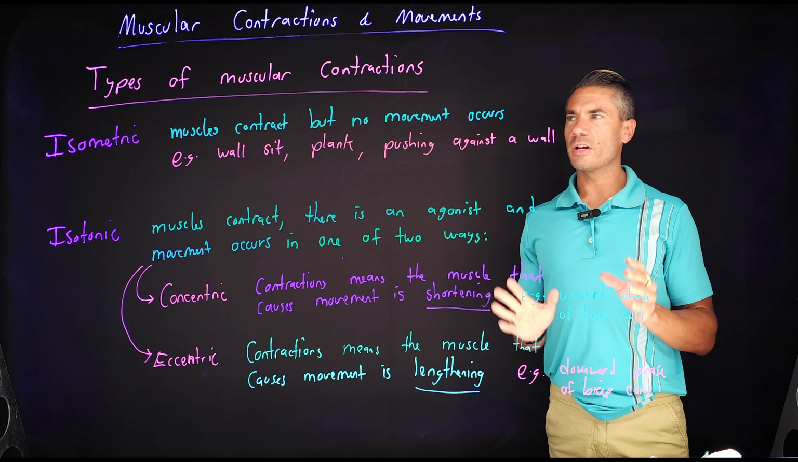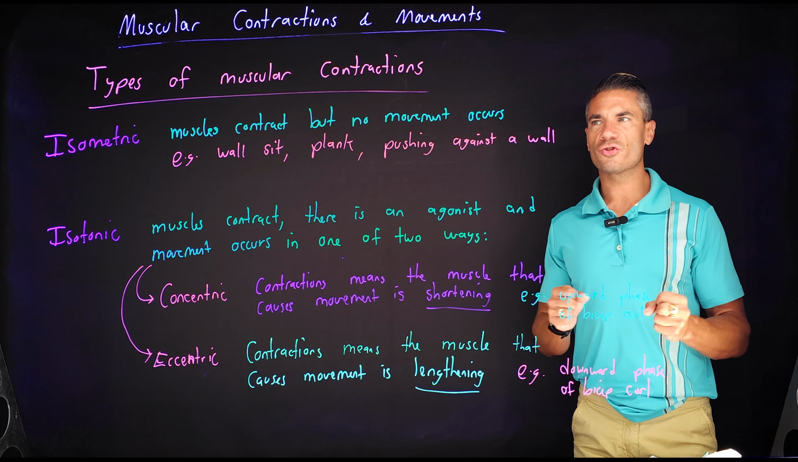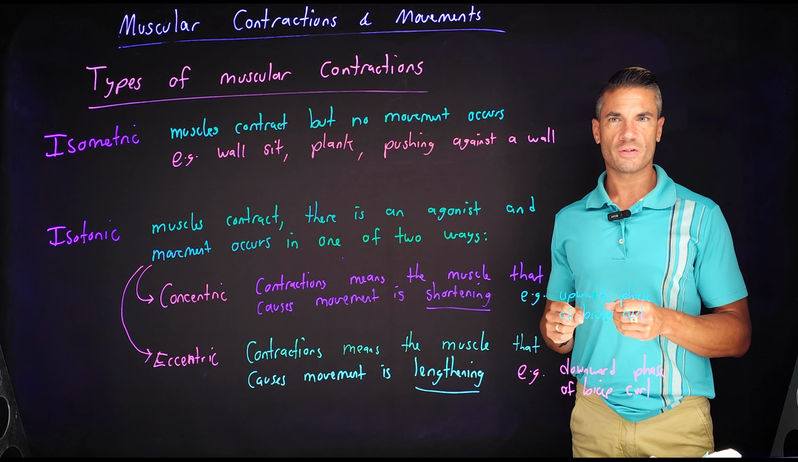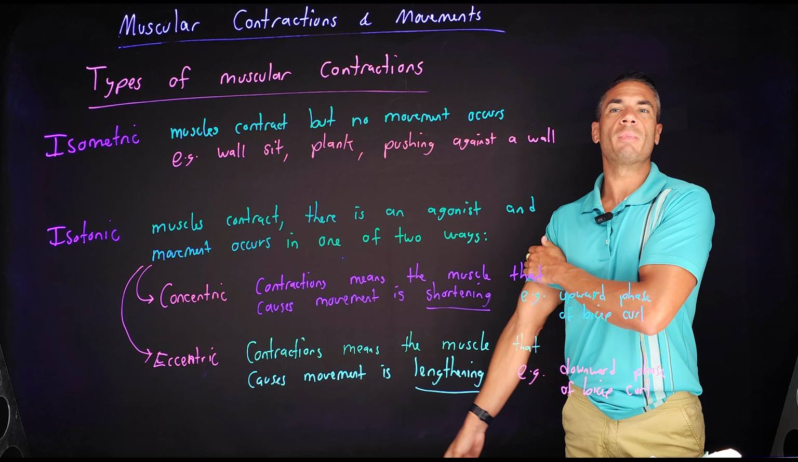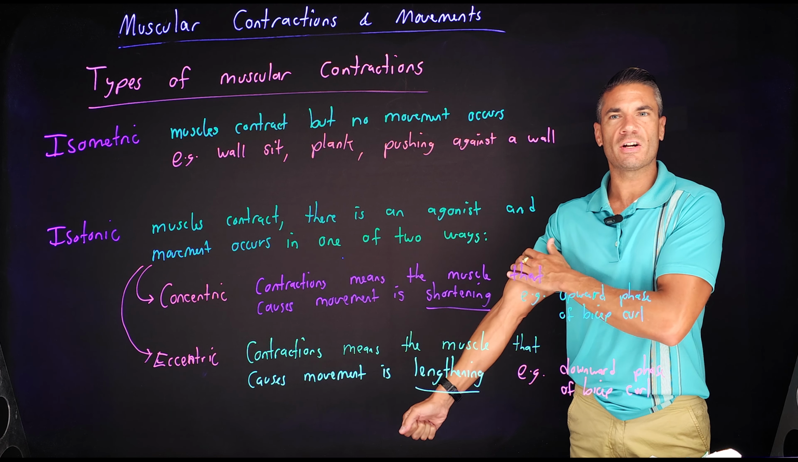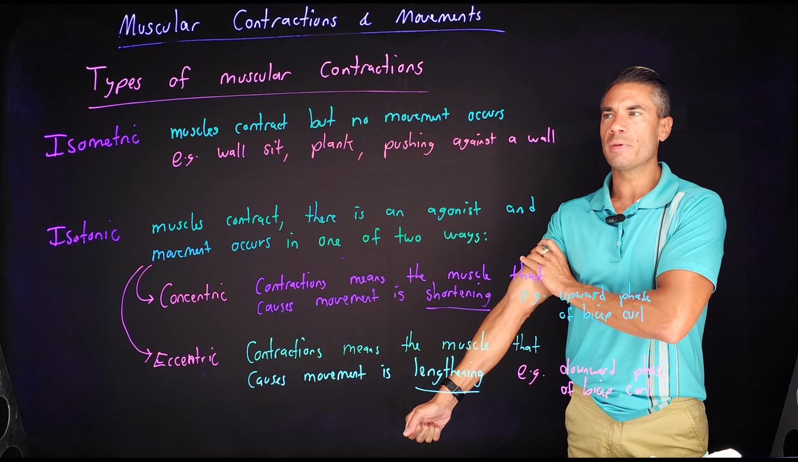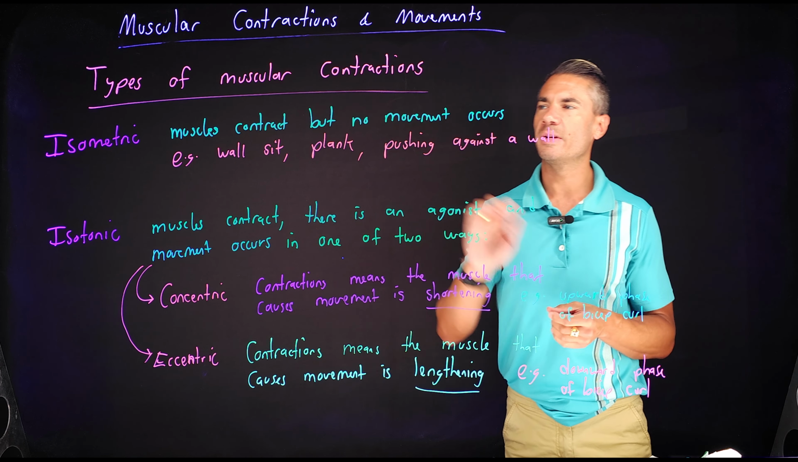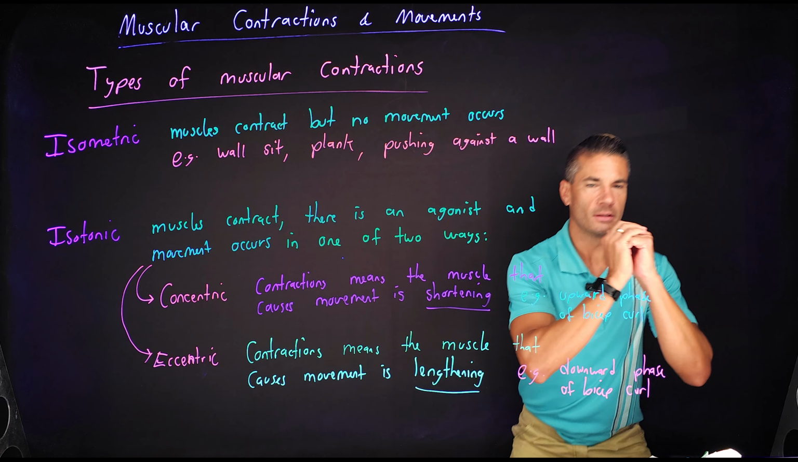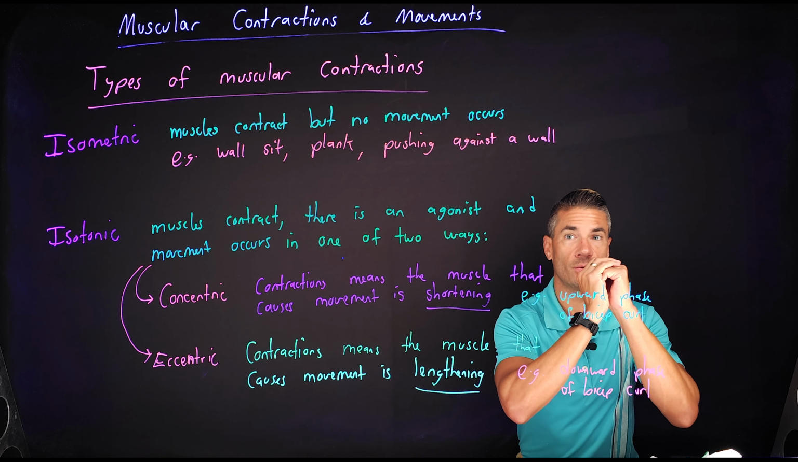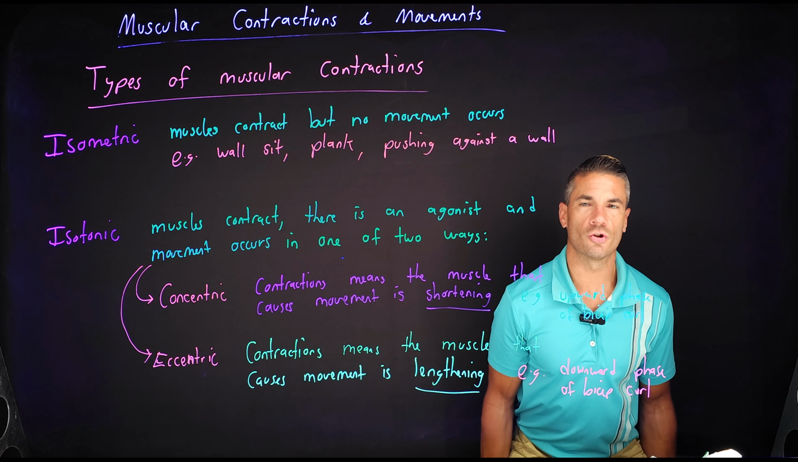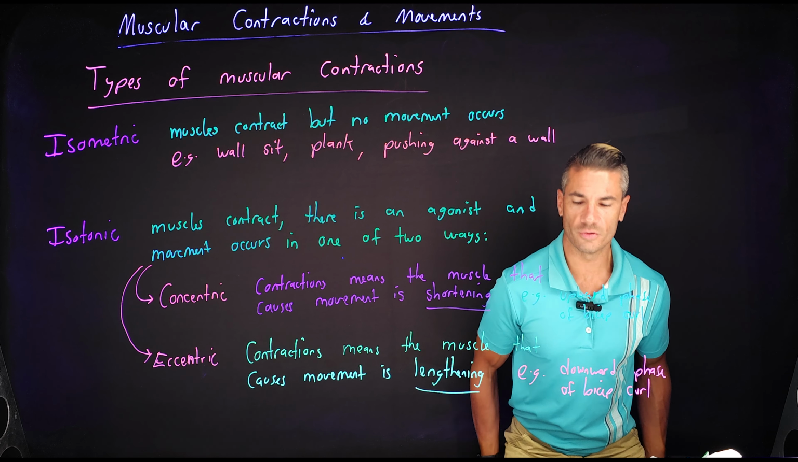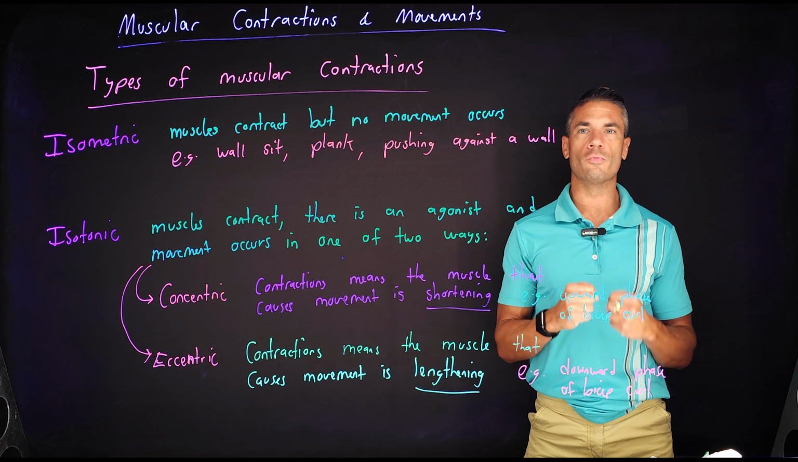Isometric contractions are where muscles contract but no movement occurs, okay? Like I said before, if I flex both my bicep and my tricep at the same time, there's tension going through them, but no movement is occurring, all right? A common example of this would be a wall sit, where you sit against the wall and just hold it, okay? In that position, your quadriceps and your hamstrings and your glutes are all engaged, but there's no movement occurring.